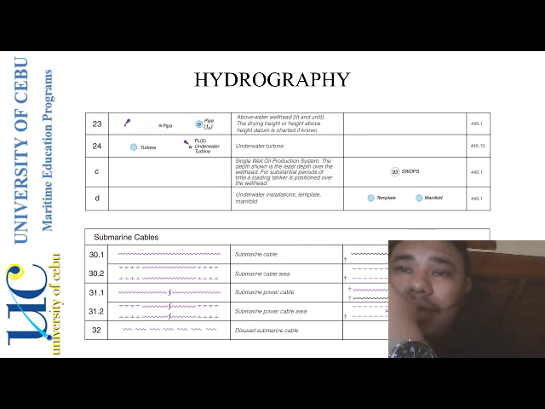So the submarine cables. This is the sign of a submarine cable. 30.2, this is the submarine cable area. 31.1, this is a submarine power cable. 31.2, this is a submarine power cable area. 32, this is a disused submarine cable. So we will continue to report the hydrography.